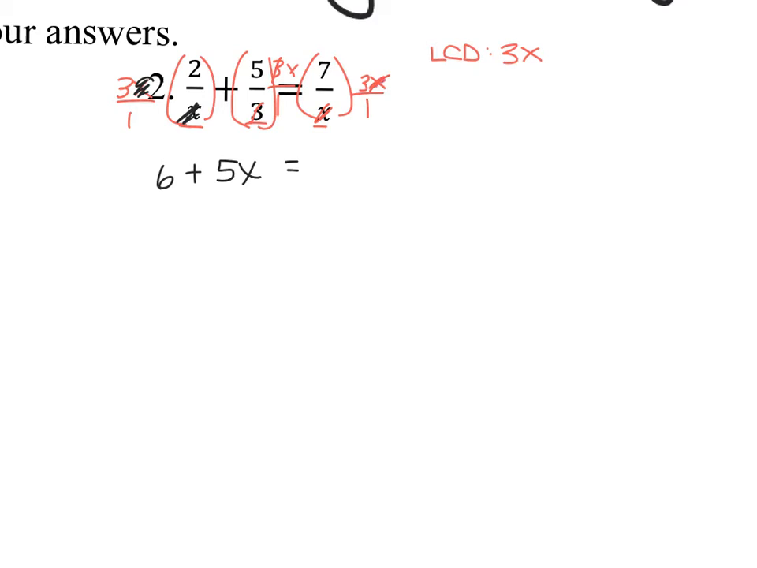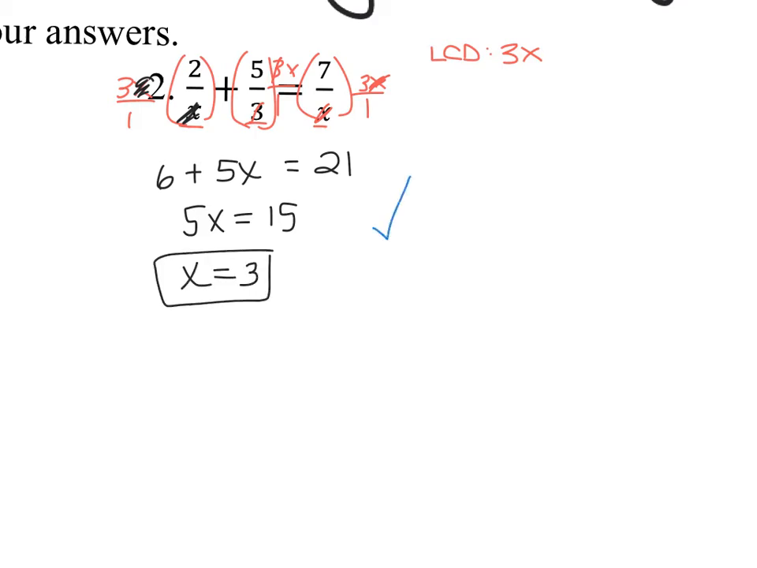I'm left with 7 and 3 on the top, which makes 21. 1 on the denominator, so it just makes 21 as my final outcome for that term. So now notice this is a super easy equation. I can go ahead and solve. 5x equals 15, x equals 3.